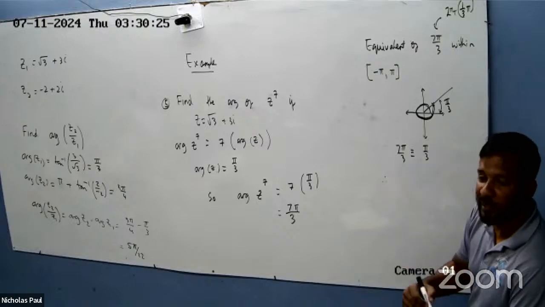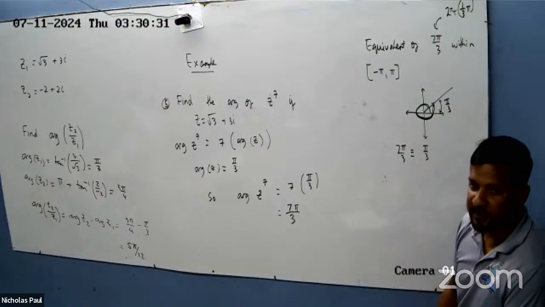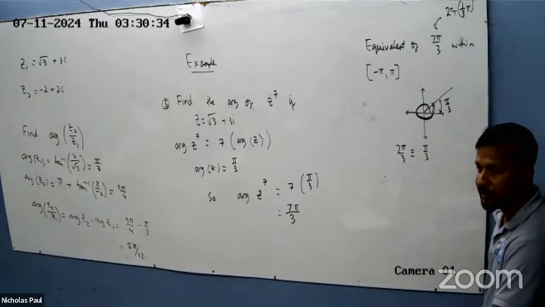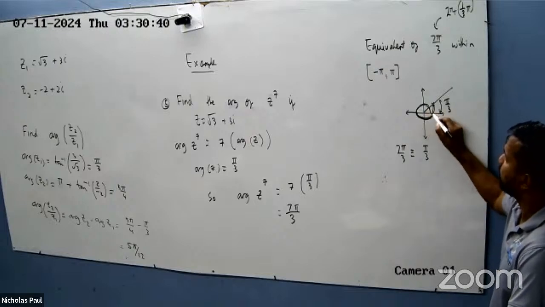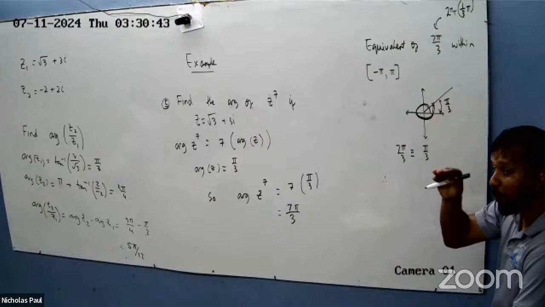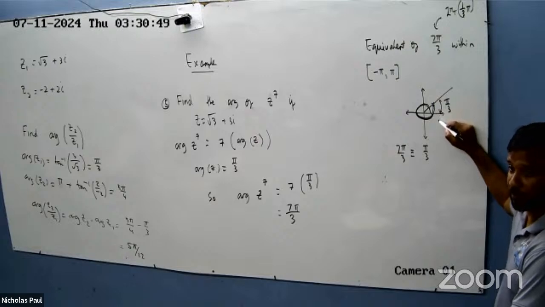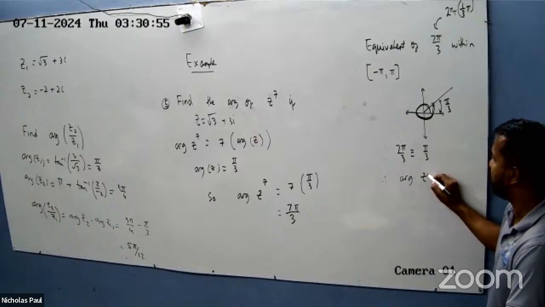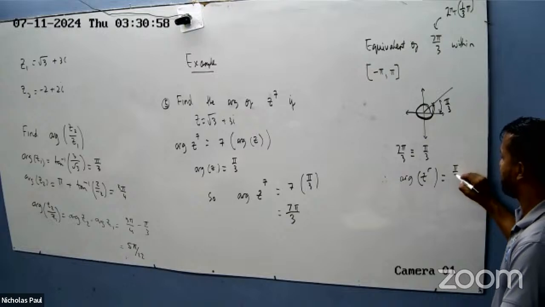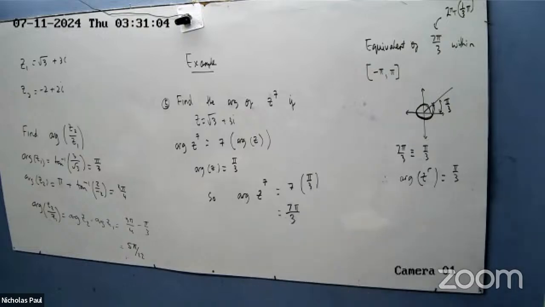Not really, because it could be 14 pi on 3. So you have to check on the side. Are you okay with that? So I went pi, 2 pi, pi on 3, and then where you stop, measure it from the positive x-axis. So therefore, the argument of z to the power of 7 within the range is pi on 3. Go ahead, copy it down.